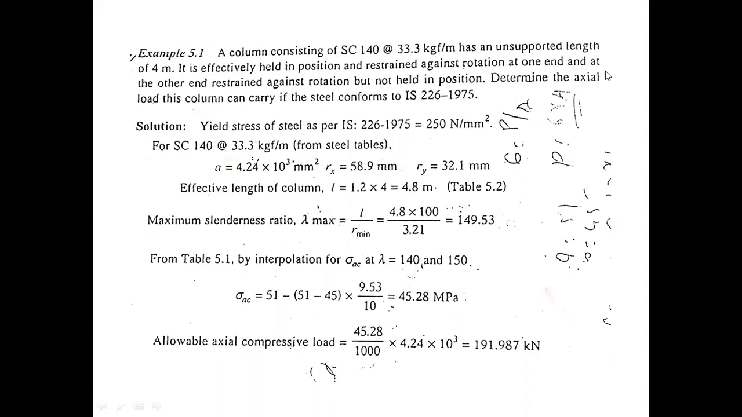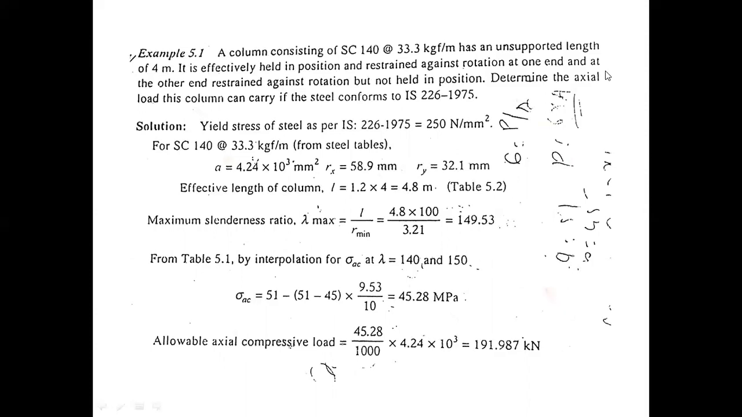So here they have given us the column section, that is SC 140, and the unsupported length, that is capital L, 4 meter. Then they have given us the effective length condition. What is the condition? Effectively held in position and restrained against rotation at one end, and at the other end restrained against rotation but not held in position. So this is the condition for the effective length.